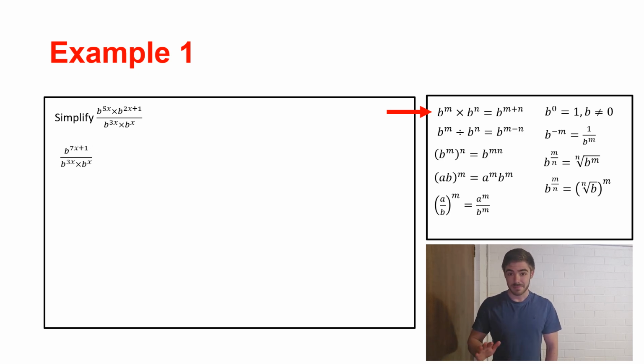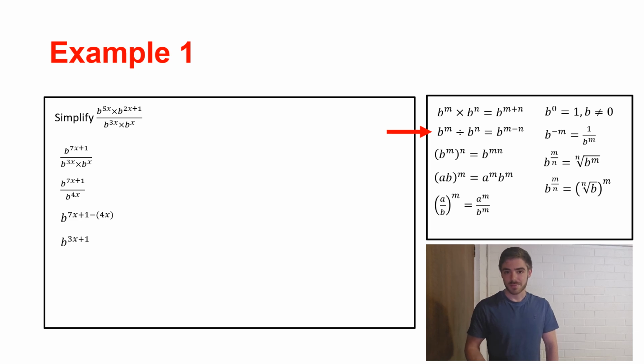We do the exact same thing for the denominator. 3x plus x is going to give us 4x. Now that we've done that, we just use the division principle, which just means we're going to take the power of the numerator and subtract the power of the denominator. When we do that, we're going to get a final power of b to the 3x plus 1.